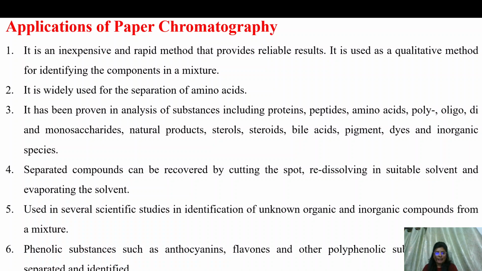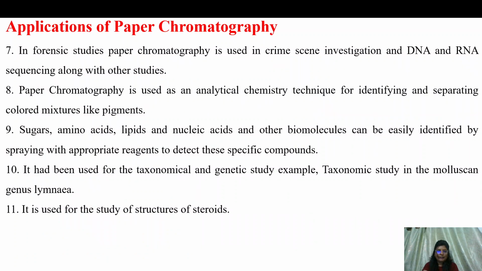The separated compounds can be recovered by cutting out the spot, dissolving it in a suitable solvent, and evaporating the solvent. It is used in several scientific studies for the identification of unknown organic and inorganic compounds formed from a mixture. Phenolic substances such as anthocyanins, flavonoids, and other polyphenolic substances can also be separated and identified. In forensic studies, paper chromatography is used in crime scene investigation and DNA and RNA sequencing along with other studies.